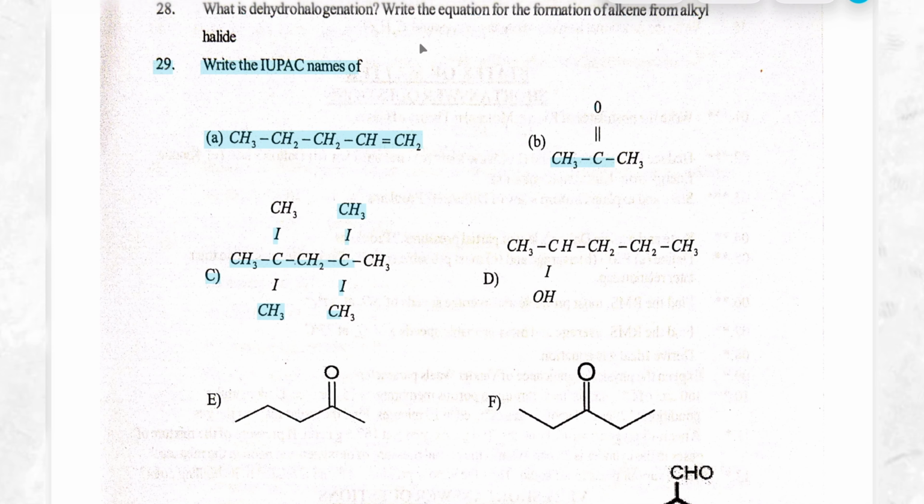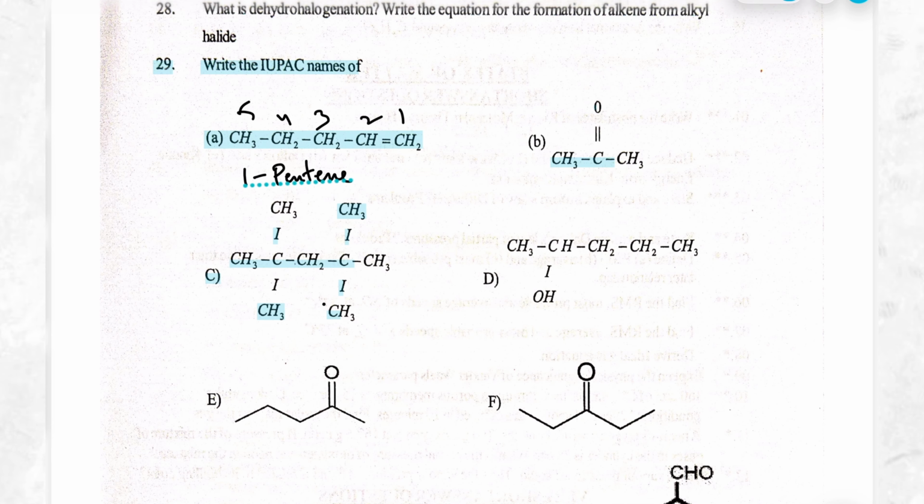That is, see, what is the IUPAC name of this one? 1, 2, 3, 4, 5. So, 1-pentene. Give the numbering here. Yes, this is 1, 2, 3, 4, 5. At the first place, the double bond is there. That is 1-pentene. What is 1-pentene? That's it, over.